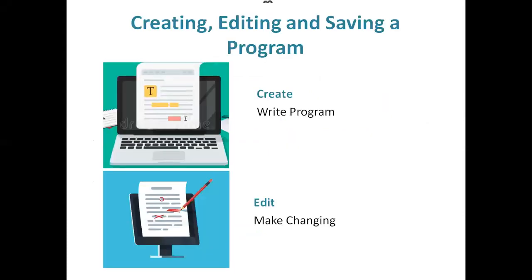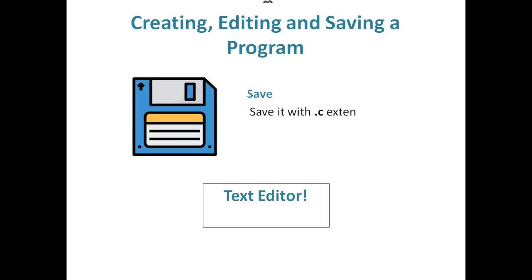Here we are talking about how we can write a C language program in the computer. We have to write it in such a way that if we want to make changes in that program, we should be able to make those changes. And we have to save it with the extension .c. We can perform all these operations by using a text editor. A text editor is already present in your computer in the form of Notepad or WordPad, and you can write the program, make changes, and save it with a .c extension in a text editor.